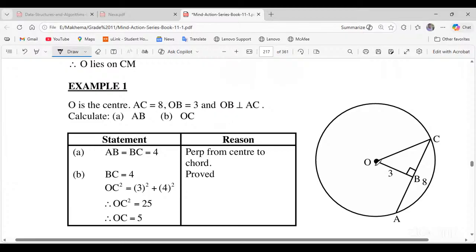O is the center of the circle. We are given AC as 8. This is AC, right? Okay, and OB is 3, and OB is perpendicular to AC. Now, according to theorem 1, BC is equal to AB. Therefore, this and this are equal. Then BC will be 4 and AB will be 4. From that 8, we divide that 8 by 2.